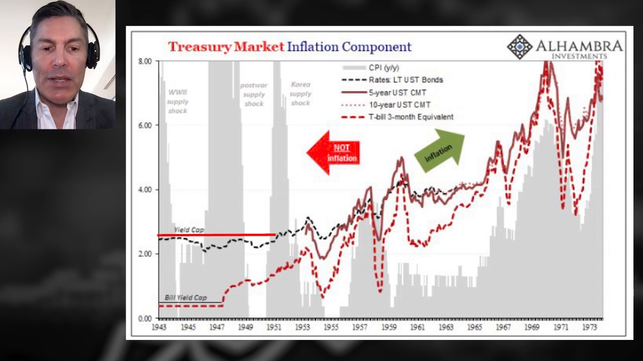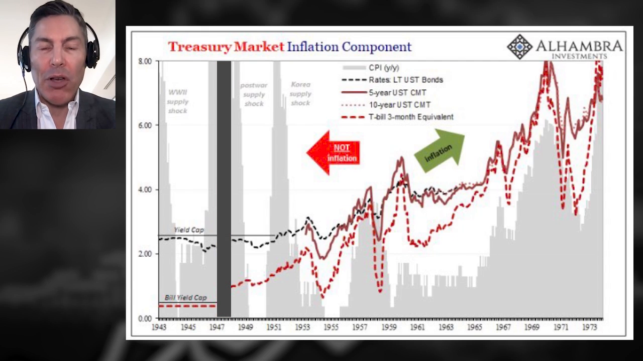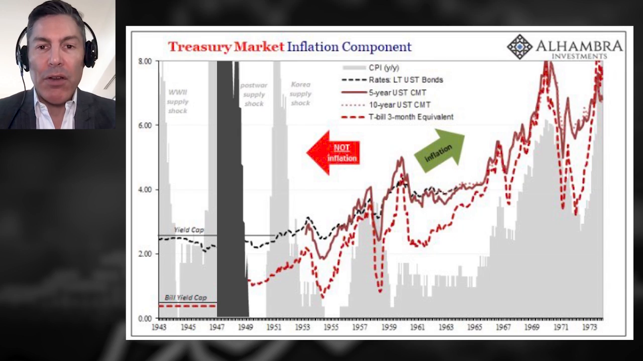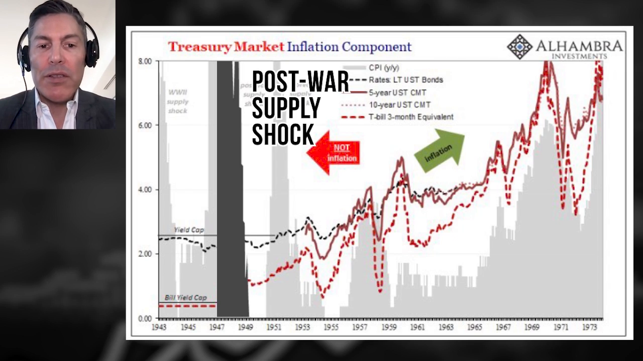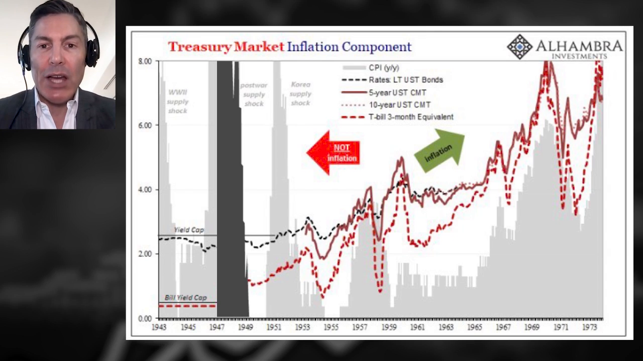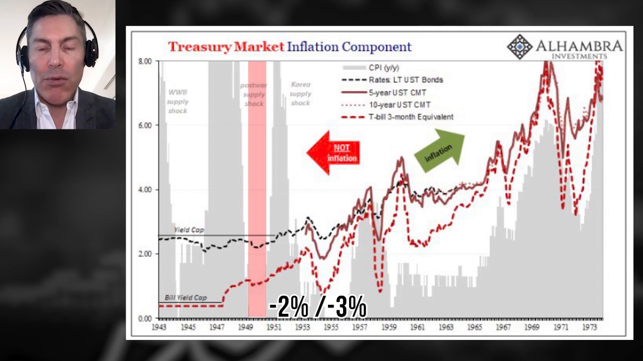But what happened in 1947? We see that the CPI, as measured by the government, went way up to almost 18, 19%, potentially in 1947, and then once again came crashing down. Now, this was due to what Jeff calls a post-war supply shock. And I would point out between 1949 and 1950 that inflation was actually negative, 2%, 3%. So prices were going down, not just going up at a slower rate.